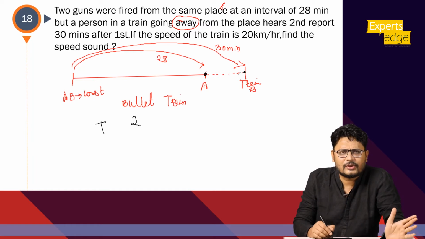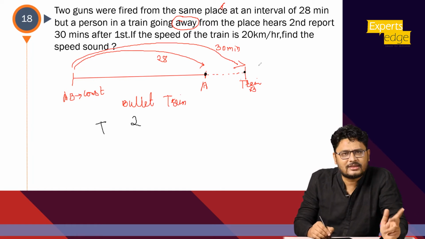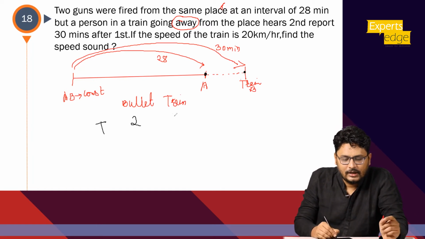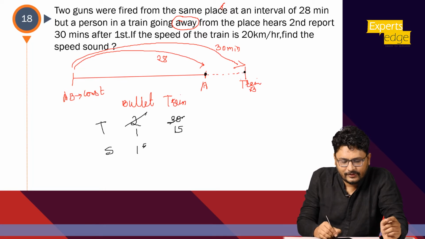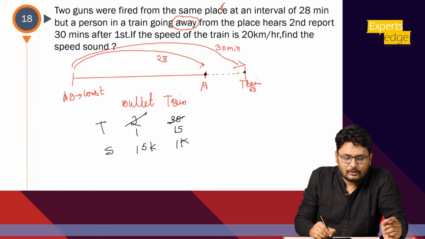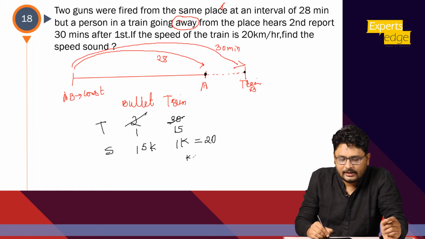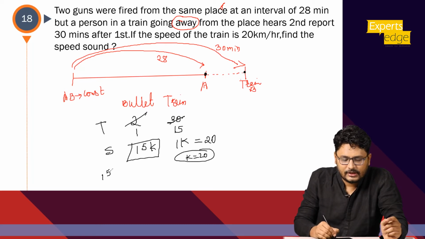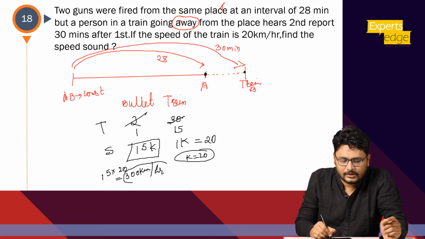Let's say 11 बजे शुरू किया, second वाला जो उन्होंने shot सुना 11:30 को. That means that train traveled for 30 minutes. So what is this ratio? 1:15. Speed का ratio होगा 15 के 1 के. And speed of the train now is given 20, so that means 1k should be equal to 20. So मेरा k आ जाएगा 20, and what is he asking is 15k, that is 15 into 20, 300 kilometer per hour is the answer of this particular question.